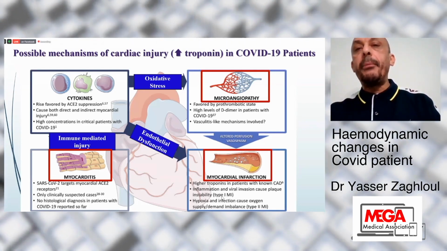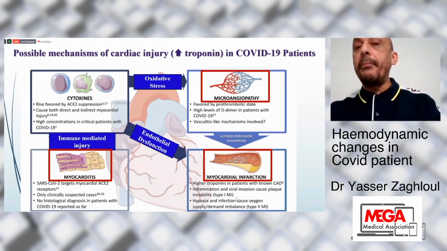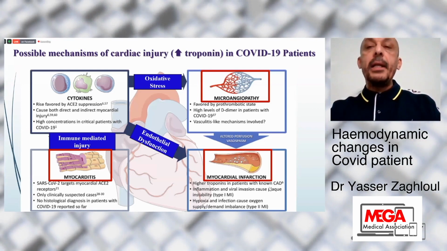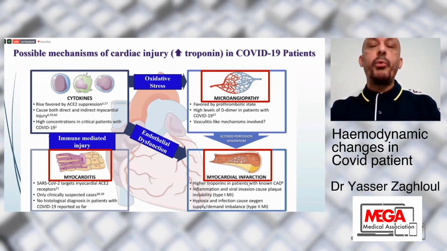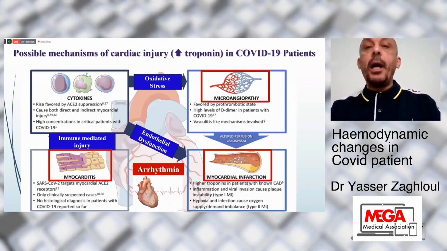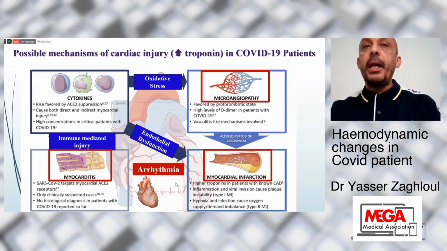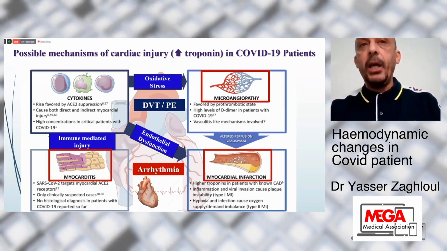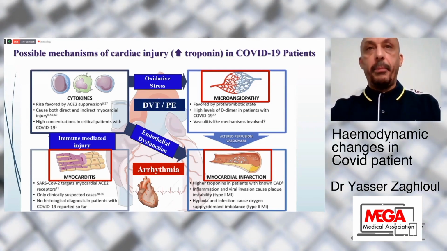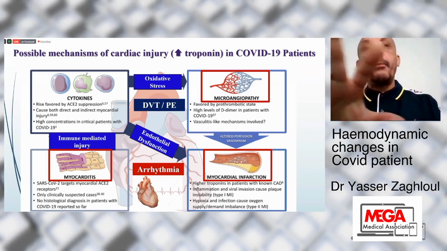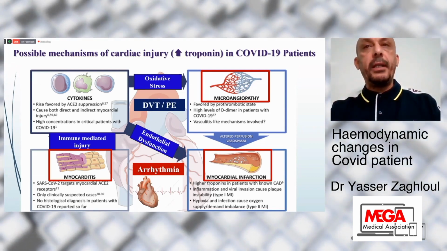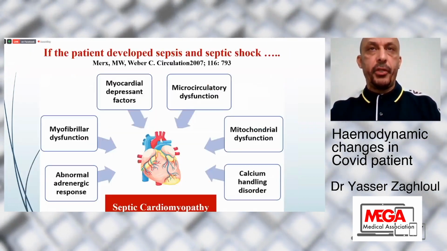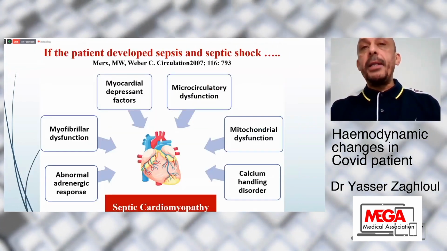And as we explained before, it may cause type 1 myocardial infarction or type 2 MI. And this is common in patients with cardiac disease. Another problem, arrhythmia may happen, and also because of the hypercoagulability state, we may have DVT and pulmonary embolism. So there are around 5 mechanisms causing the injury or increase of troponin in COVID patients.